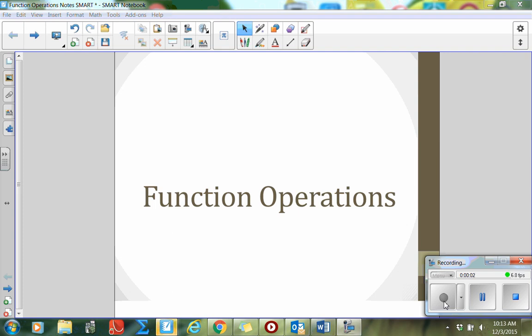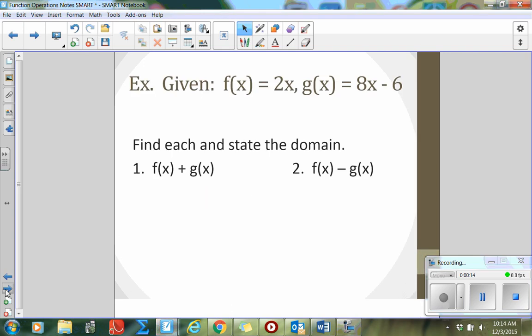The math behind function operations we've actually already done. We're just going to incorporate function notation. So the wording or the question itself might appear different, but again, the math we have done before. Here we're given two functions. They're just polynomials, but they've been identified as functions and given names.